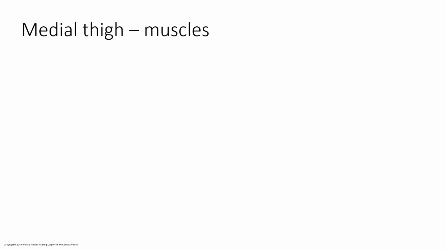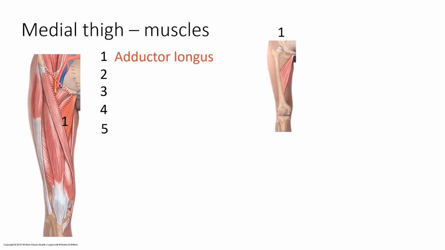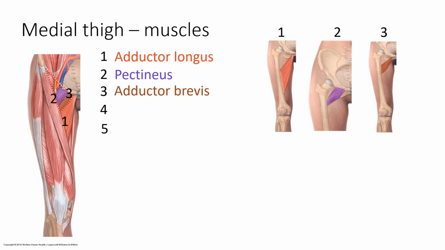Let's go ahead and talk about muscles of the medial thigh. In looking at the muscles of the medial thigh, we can group them into 5 muscles. Our first one is our adductor longus, which we can see here isolated in its entirety. Our next muscle is the pectineus muscle, which we just talked about as our transition muscle between anterior and medial thigh. Our third muscle sits nestled right in between the two, and that is our adductor brevis.